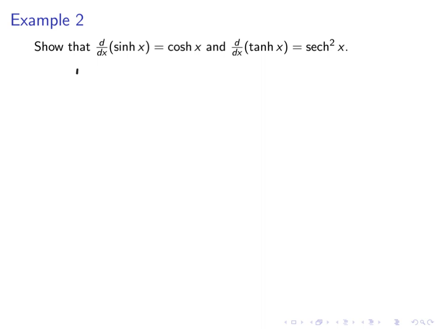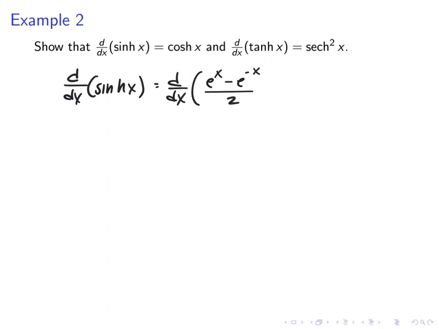Okay? So you do d dx of sinh x. That's going to be the derivative of e to the x minus e to the negative x over 2. So that's just the definition of sinh. So what you can do is write that as d dx of 1 half times e to the x minus e to the negative x.